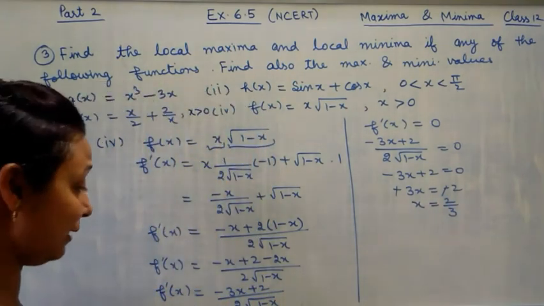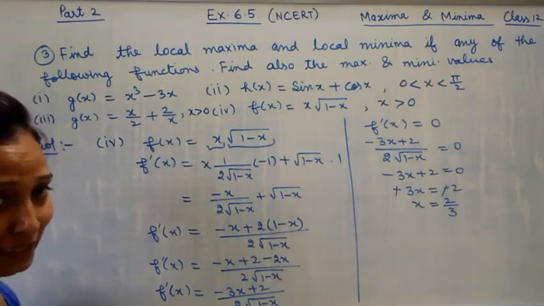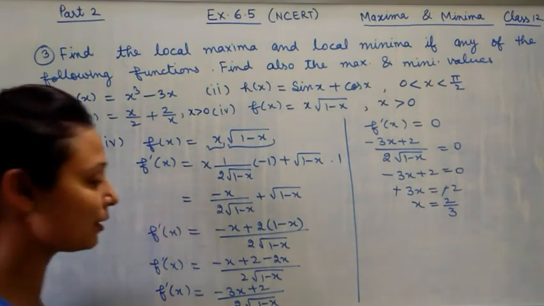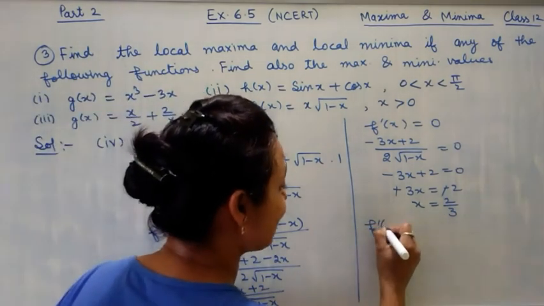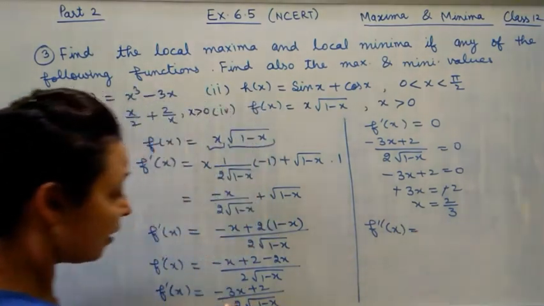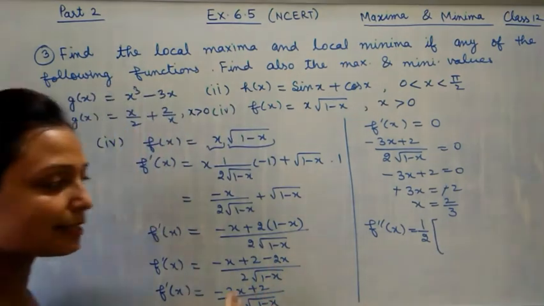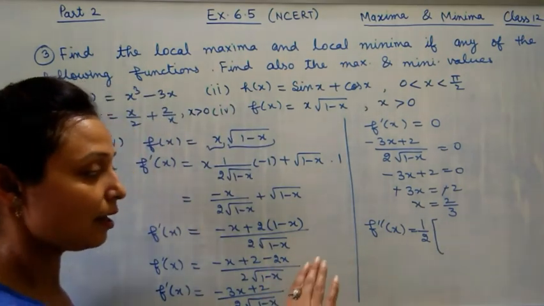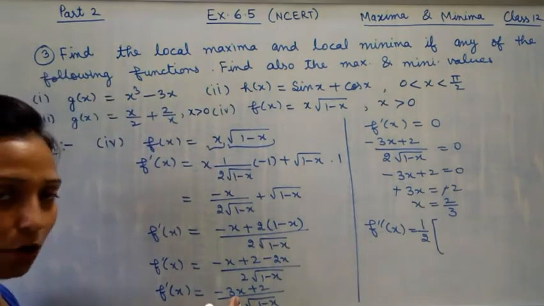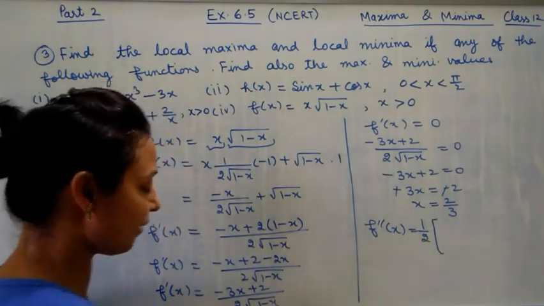Now we need to find f double dash x. That is a little bit lengthy as compared to other questions. So f double dash x. This is the half as it is. Take it as a constant. No need to do the differentiation of this one. This is a constant, remain as a common factor.